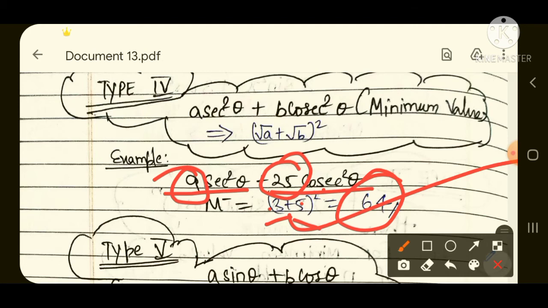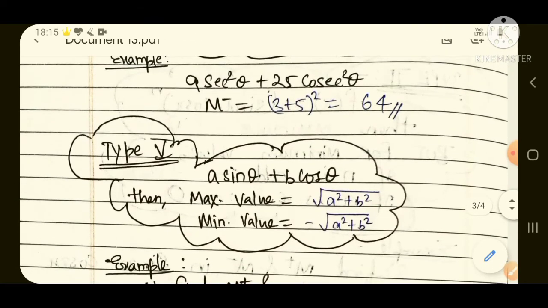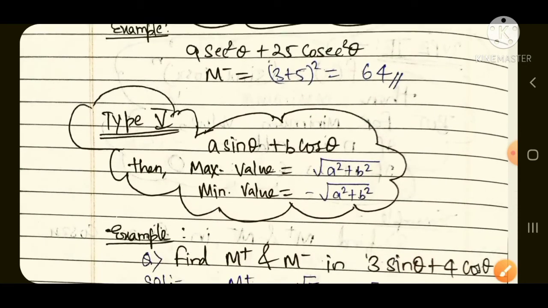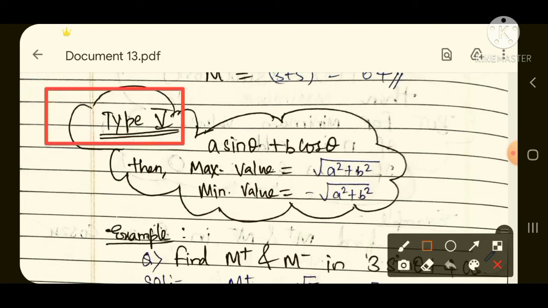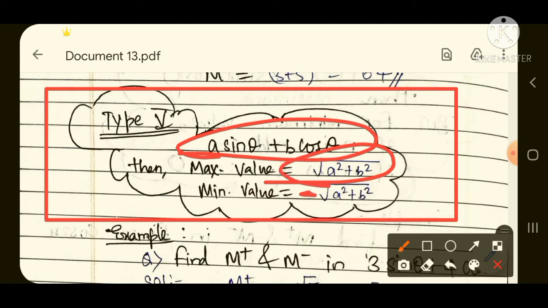Now we are moving with type 5. In this, I'll put it again in a square box. This can be applied only when the question is in this format: a sin theta plus b cos theta. In this case, the maximum value will be simply root of a square plus b square, and the minimum value will be simply minus of the root of whatever comes as the maximum value, which is root of a square plus b square.